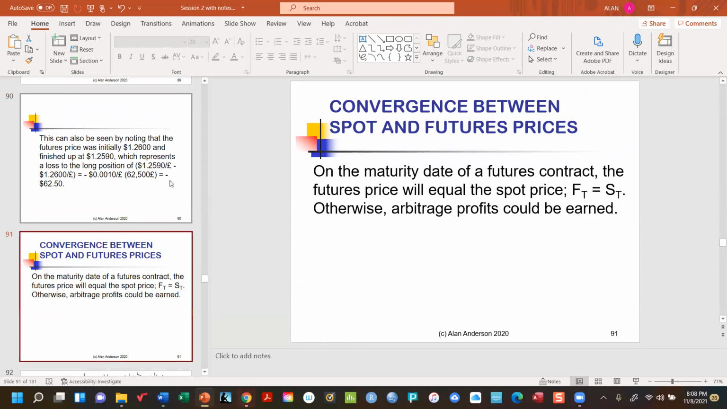Now, what about spot and futures prices? Futures prices behave a little bit differently than forward prices because we don't have the same direct connection between spot and forward prices. The marking to market throws that off just a little bit. One thing we do know is that when the contract matures, the forward price and the spot price will exactly match each other. Because if they don't, here's another situation where arbitrage arises.